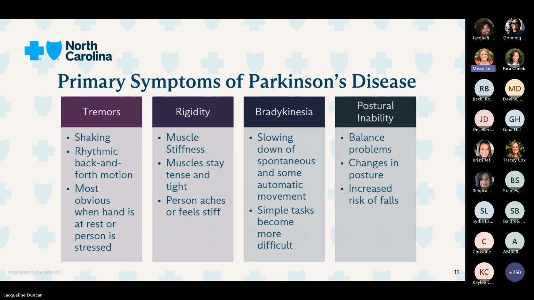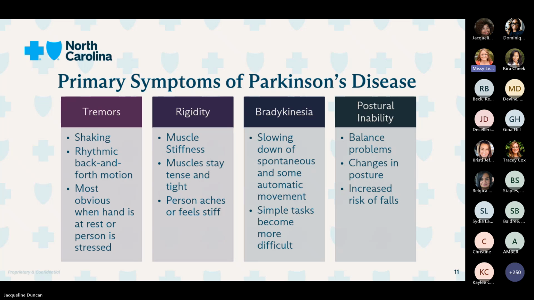Bradykinesia, this is the slowing down of movements. What once was quick and easy activities, such as washing their face or dressing themselves, may take much longer. Postural instability, balance problems, and changes in posture can also become a fall risk in those with Parkinson's disease. People with Parkinson's disease can also develop a Parkinsonian gait, which includes quick hurrying steps, reduced swinging in arms, start hesitation, and freezing in place while walking.